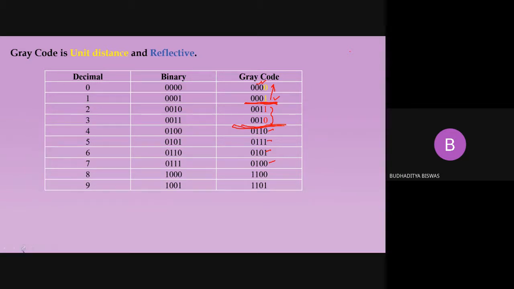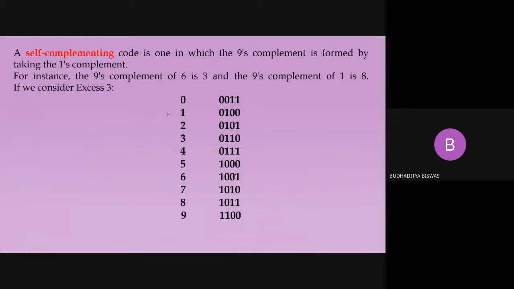So remember this term, that gray code is called the reflective code. Okay. So unit distance code is also gray code, reflective code is also gray code. Coming to the last slide, a self-complementing code. The XS3 code is called the self-complementing code, and according to the definition, a self-complementing code is one in which the 9th complement is formed by taking the first complement.